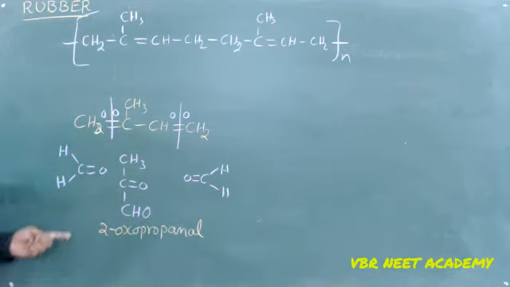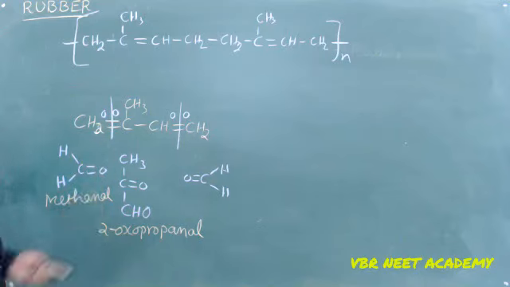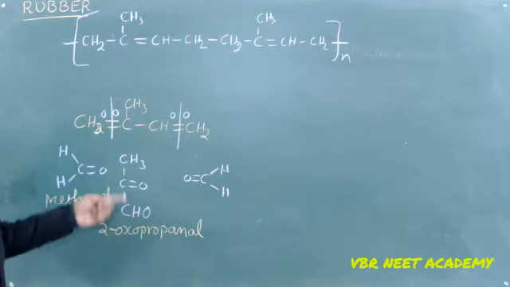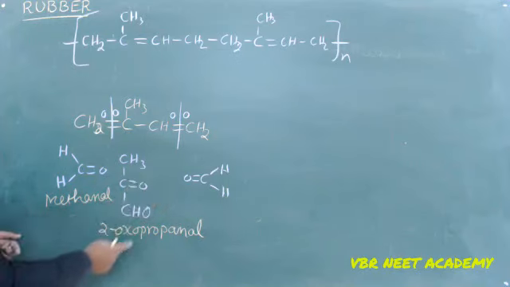I am going to get 2-oxopropanol and I am going to get methanol, or you can call this one methyl glyoxal. Methyl glyoxal, common name. So what are the ozonolysis products of isoprene? I am going to get 2 moles of methanol and 1 mole of 2-oxopropanol.